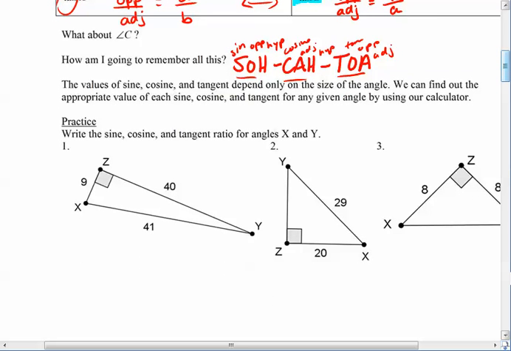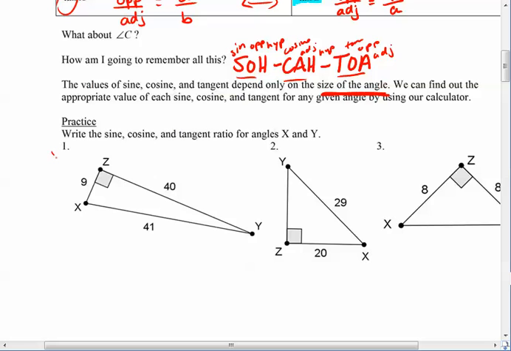The values of sine, cosine, and tangent depend only on the size of the angle. By dividing a side by a side, the units of the sides will cancel out, and it becomes simply a ratio that indicates the size of the angle opposite. We can find out the appropriate value of each sine, cosine, and tangent for any given angle by using our calculator. So, you will need to have your calculators out for this next portion to follow along.